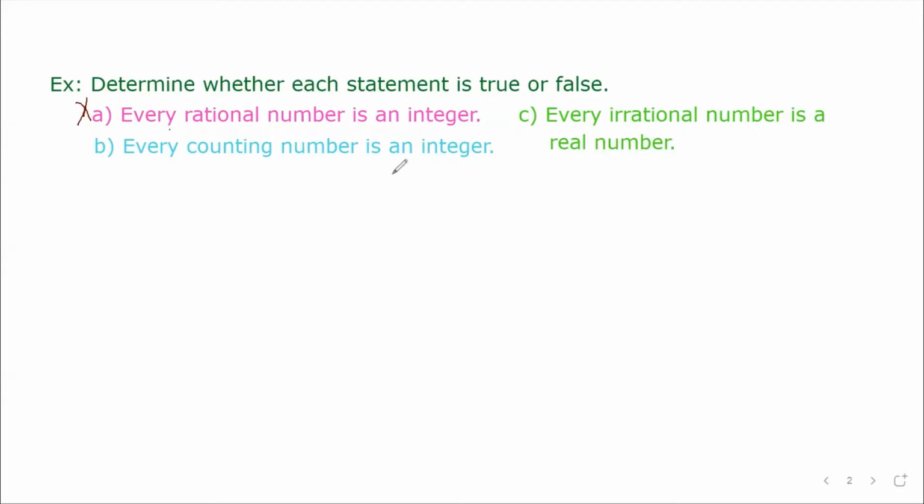Every counting number is an integer. Yes, right? This one is correct too. Every irrational number is a real number. Yes. If you still remember the flow chart we wrote in the box, you can review this one more time. Okay, now we go to the next example.